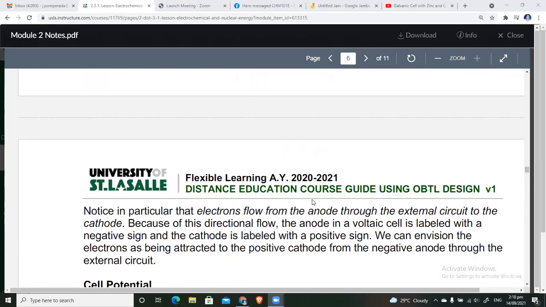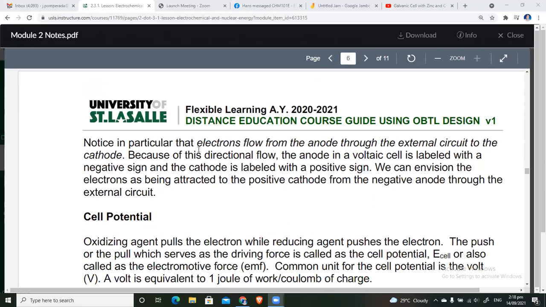Okay, now I will proceed. Notice in particular, electrons flow from the anode through the external circuit to the cathode. Because of this directional flow, the anode in a voltaic cell is labeled with a negative sign because that's where your electron is coming from. And the cathode is labeled with a positive sign. So take note of that. We can envision the electrons as being attracted to the positive cathode from the negative anode which it came from. And its migration is through, again, the external circuit, or what we call the salt bridge.